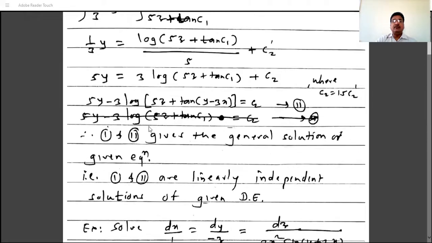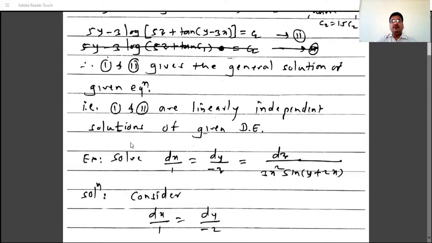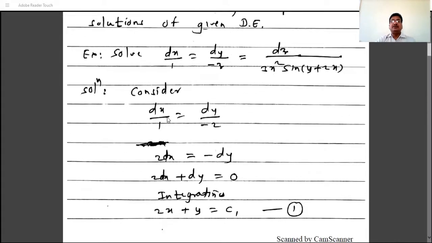So the question is what? Find the general solution, or find the two linearly independent solutions of the given differential equation.